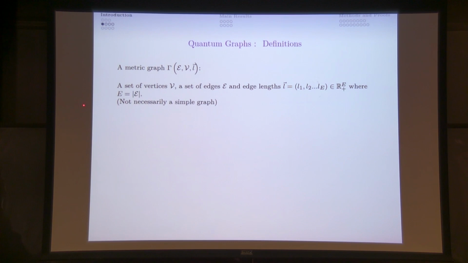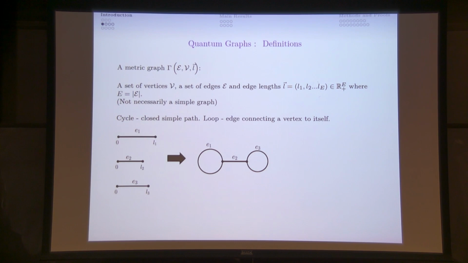The graph is not necessarily a simple graph. So I allow loops, as you see here, and I can have multi-edges. Along the talk, when I say cycle, I mean a closed simple path. When I say loop, I mean an edge connecting a vertex to itself. So it's a particular case of a cycle.